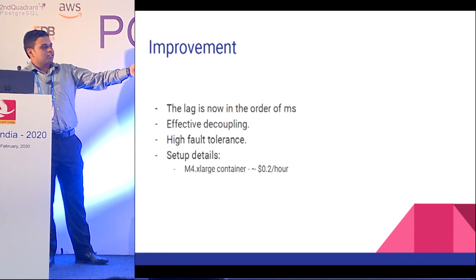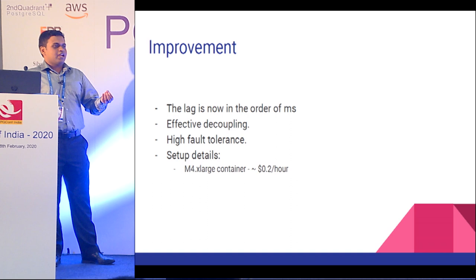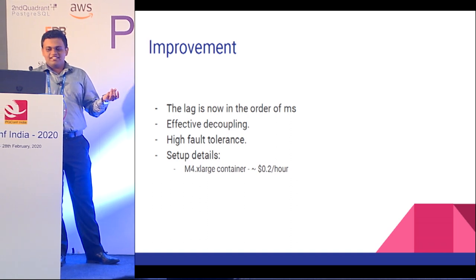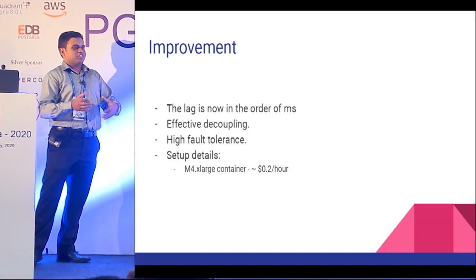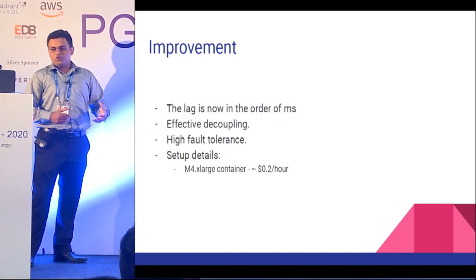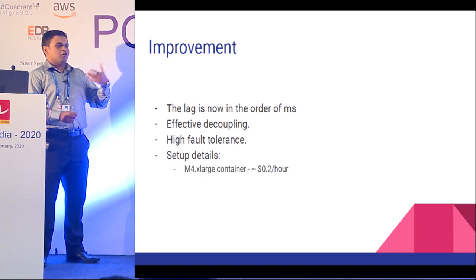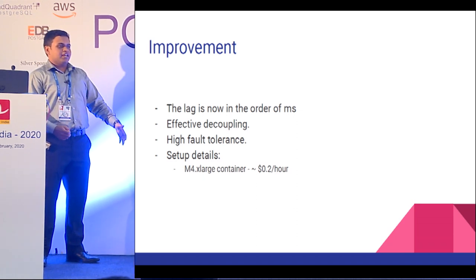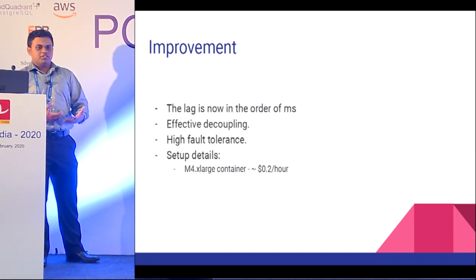Just to summarize what we were able to achieve, the lag is now in the order of milliseconds, the customers are happy, and we have effectively decoupled a lot of the system. We also have high fault tolerance. If DBCM goes down or you're upgrading it, your downstream consumers don't see any of the issues.